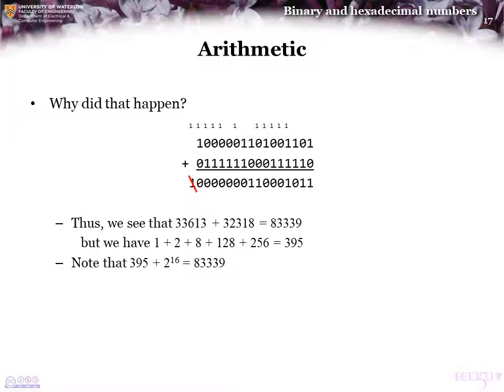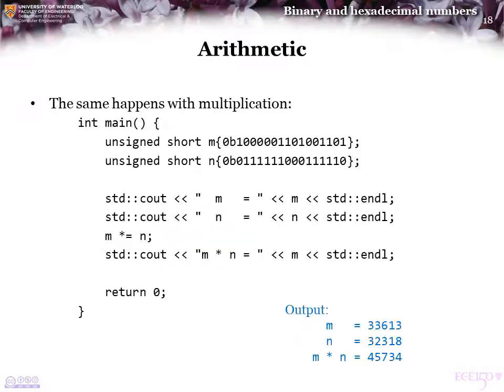Notice that 395 plus 2 to the 16 is actually equal to 83,339. So essentially what has happened is that arithmetic, or addition at least, is calculated modulo 2 to the 16, at least for unsigned short. For unsigned int, it will be modulo 2 to the 32. The same happens with multiplication.